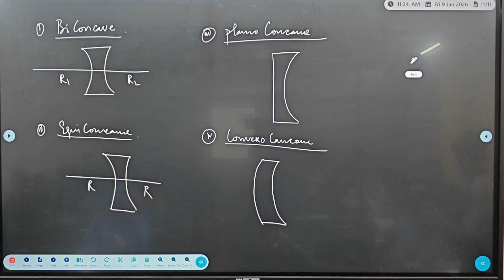Yeah, infinite. One side will be having a radius of curvature, and the other, since it is plane, the focal length needs to be infinite.